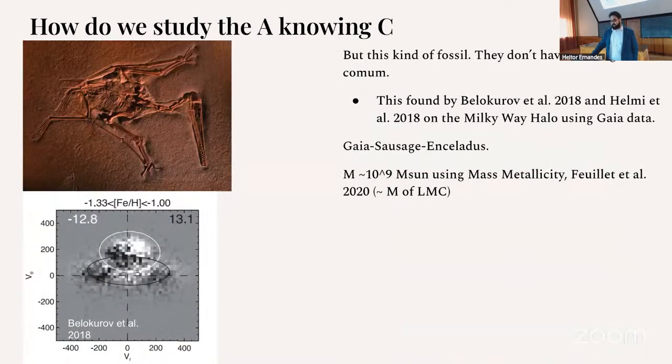But how did we do it for stars? In 2018, Belokurov and Helmi, in the same year, did this analysis of the Gaia data. When you plot V phi versus V R, we see a blob. That's the disk.